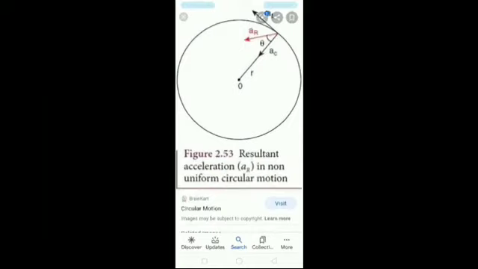Non-uniform circular motion. If the speed of the object in circular motion is not constant, whenever the speed is not the same in circular motion, the particle will have both centripetal and tangential acceleration. It is called non-uniform circular motion.